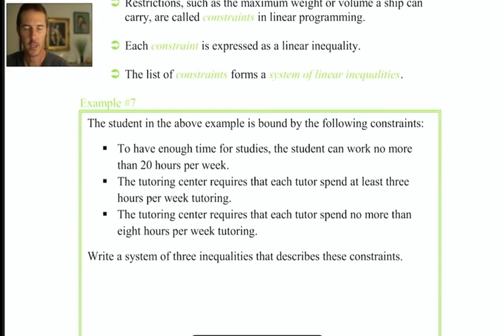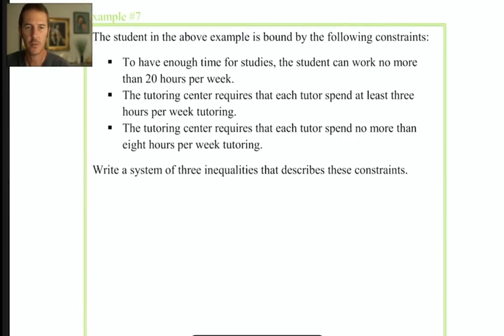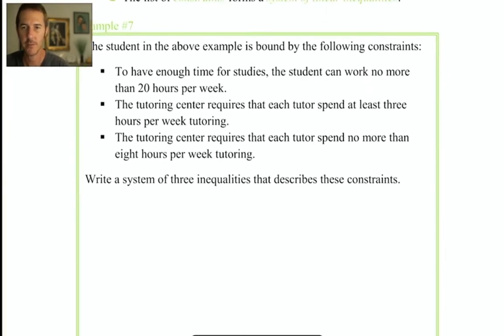And example number 7 says that the student in the above example is bound by the following constraints. To have enough time for studies, the student can work no more than 20 hours per week. So I'm going to write a system of 3 inequalities. I'm going to write these as we go through these bullets. So if they can't work more than 20 hours per week, then the number of hours that they spend working as a tutor plus the number of hours that they spend working as a teacher's aide can't be more than, can be equal to, but can't be more than 20 hours.